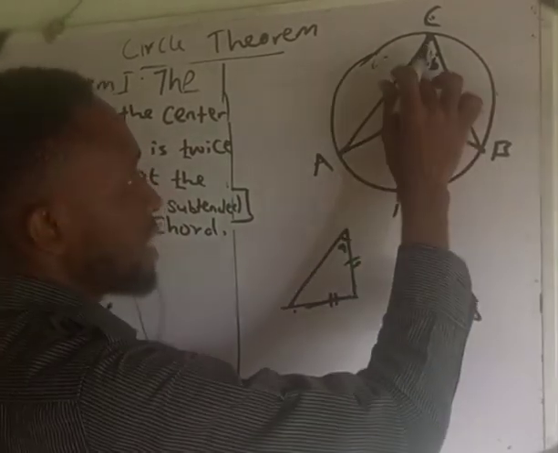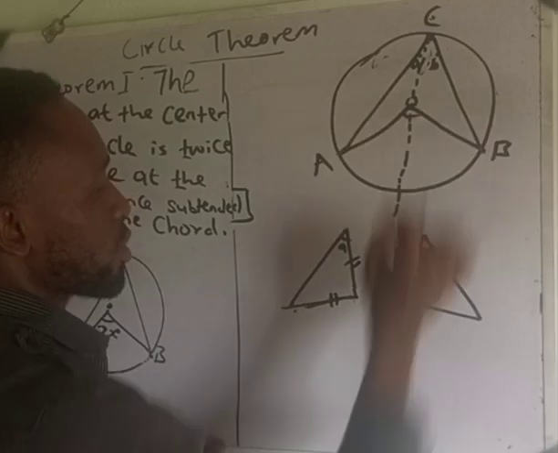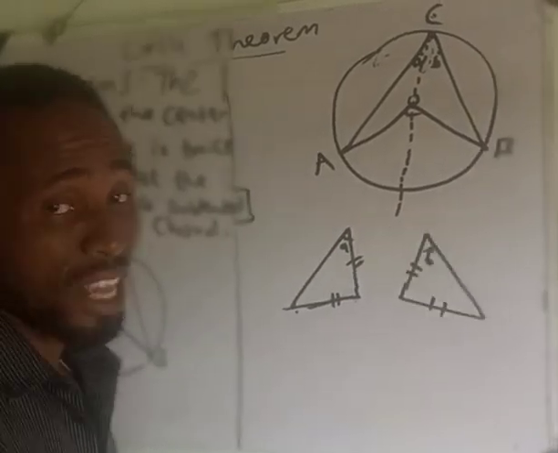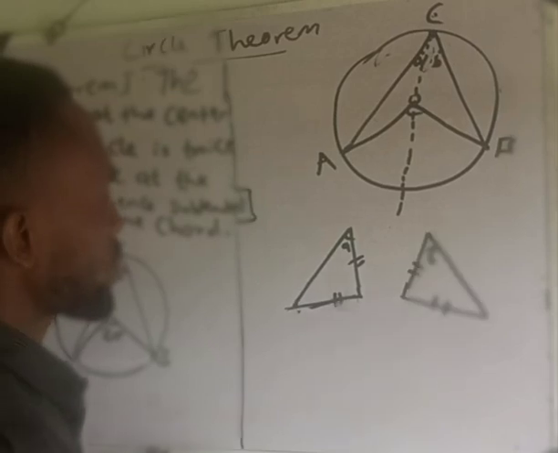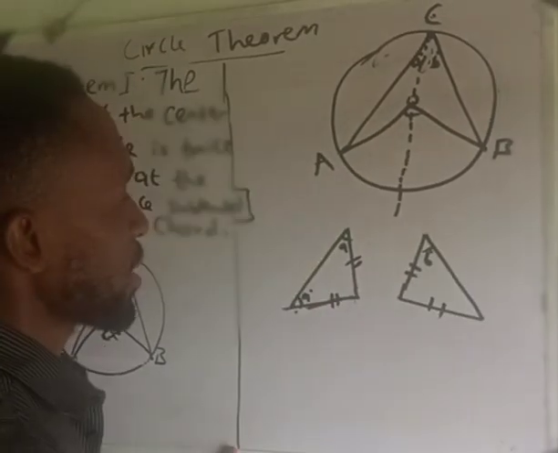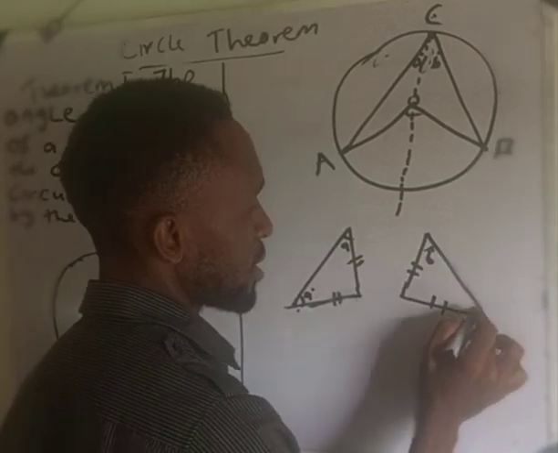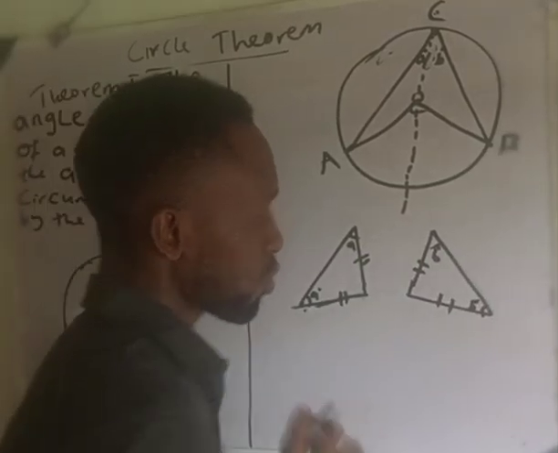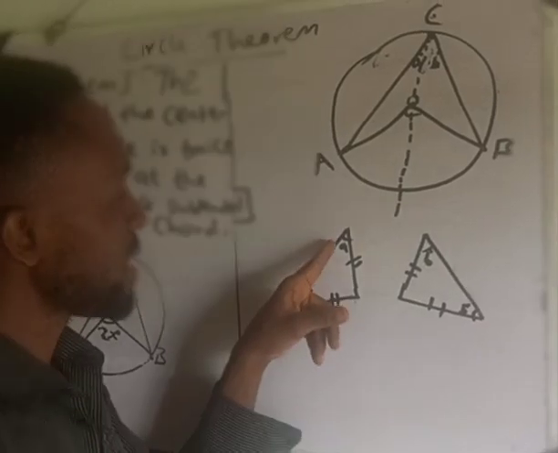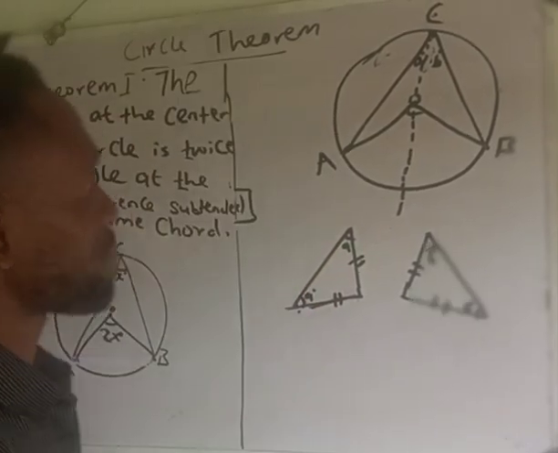Also, here is a radius and here is also a radius, meaning that these are both isosceles triangles. If they are isosceles triangles and here is A degrees, that means here is also A degrees. Is that okay? Now, if this is B degrees, that means here is also B degrees. I just want you to follow me. If this is B degrees, this is also B degrees. If this is A degrees, this is also A degrees.